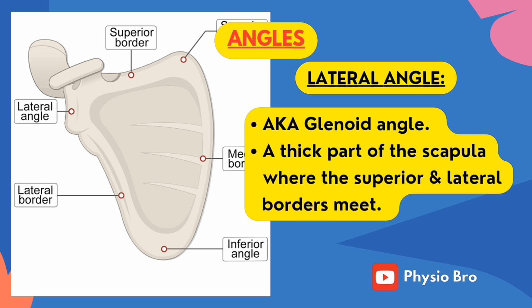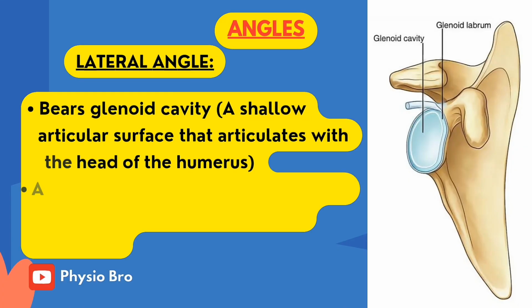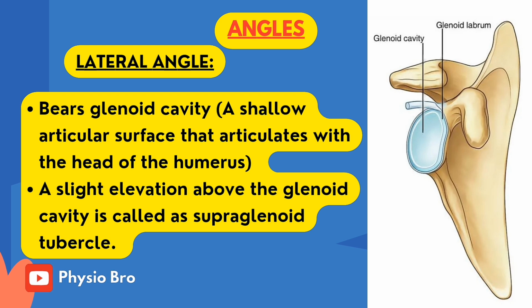Lateral angle. The lateral angle is also known as the glenoid angle. The lateral angle is a thick part of the scapula where the superior and lateral borders meet. The lateral angle bears the glenoid cavity, a shallow articular surface that articulates with the head of the humerus. A slight elevation above the glenoid cavity is called the supraglenoid tubercle.